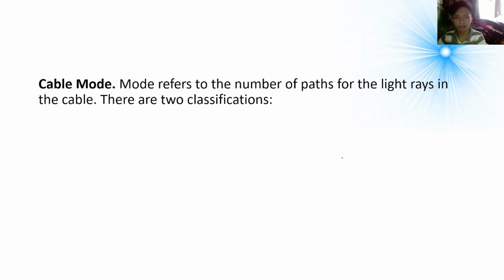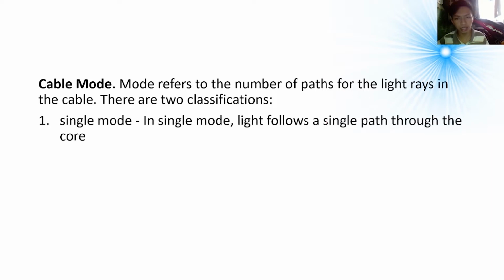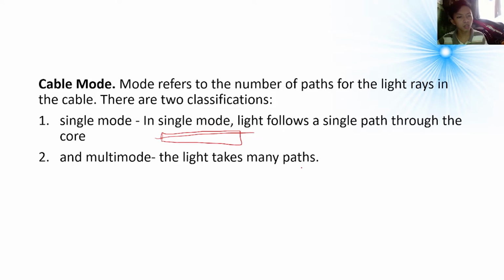Cable mode refers to the number of paths for the light rays in the cable. There are two classifications. In single mode, the light follows a single path through the core, straight, like this one. And multi-mode light takes many paths.